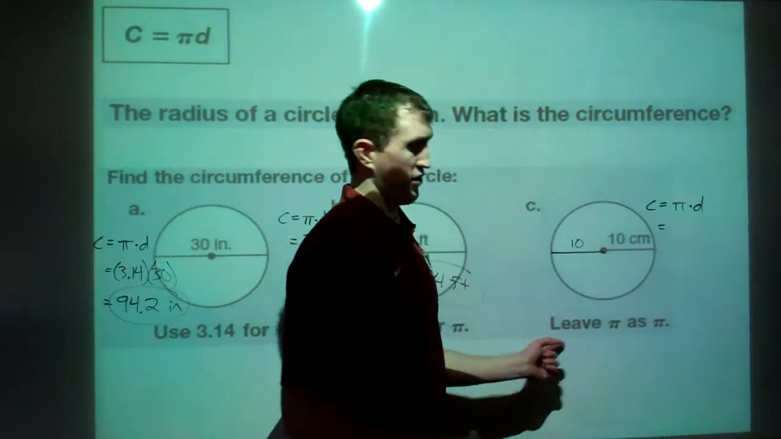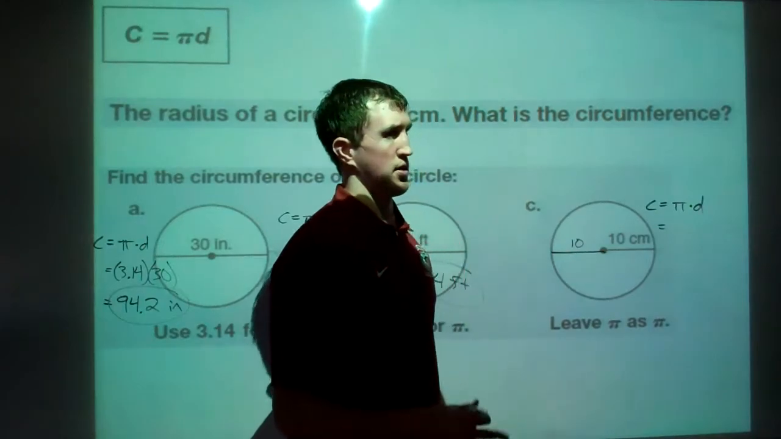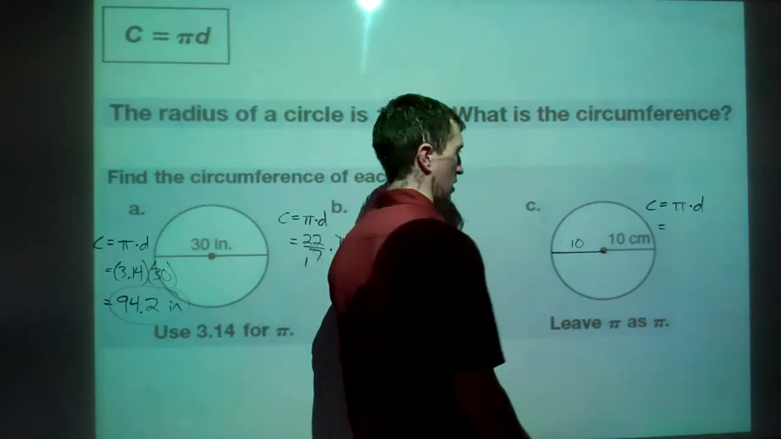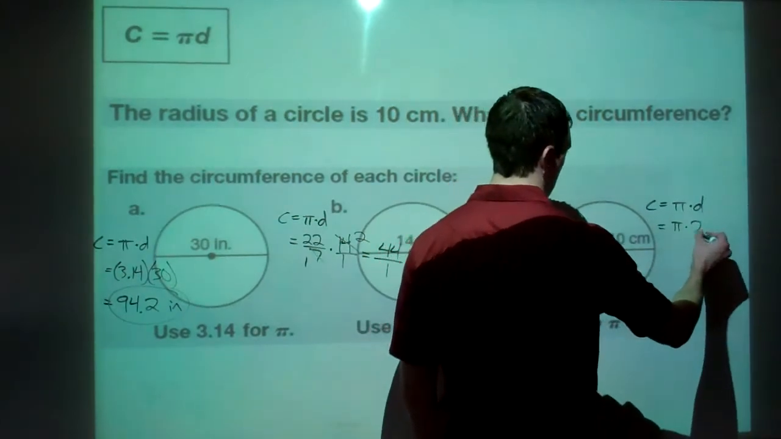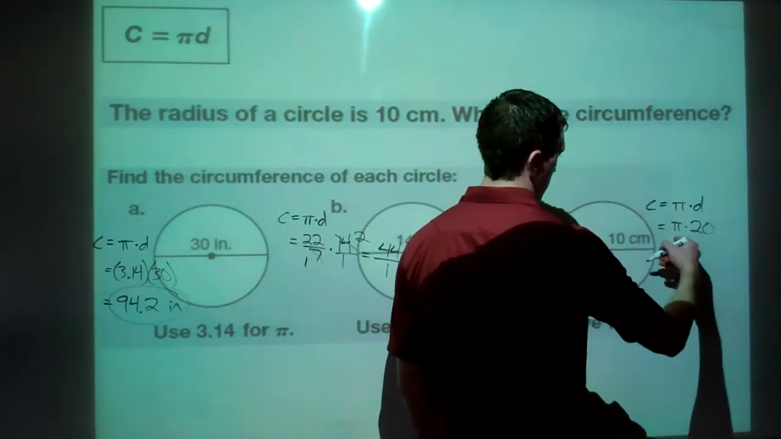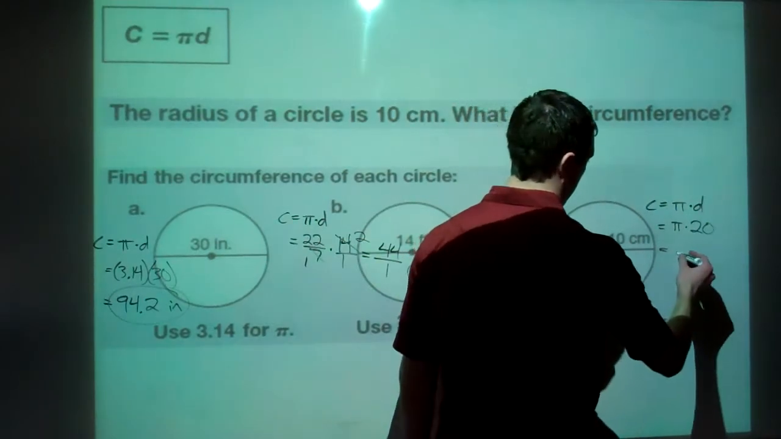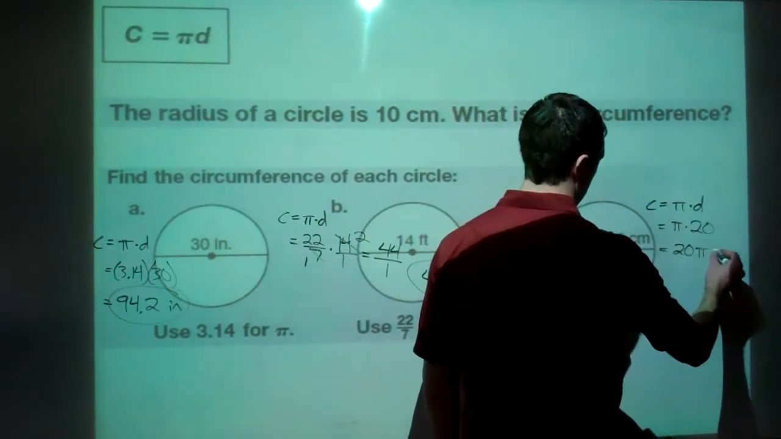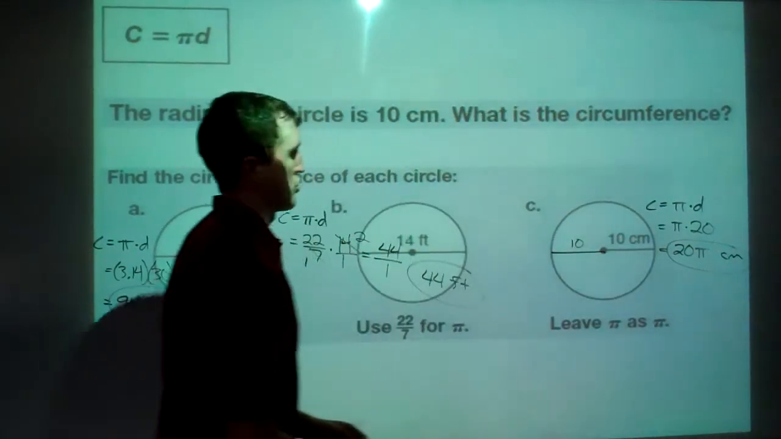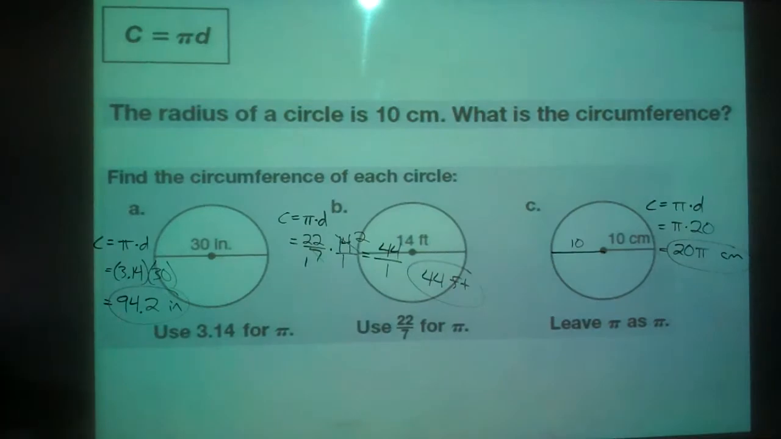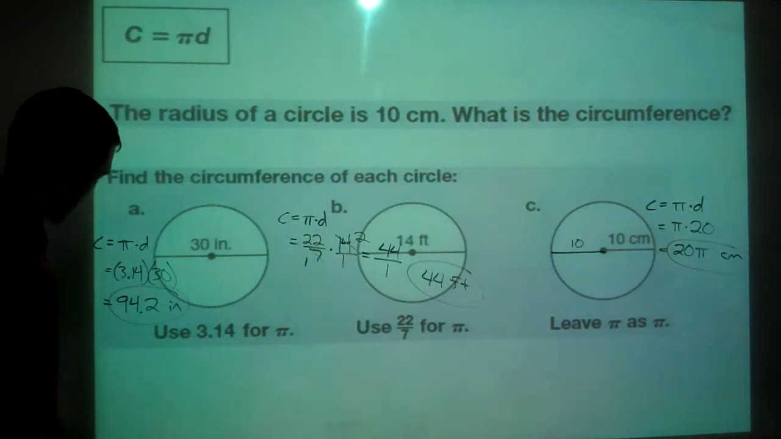And this one says we can leave pi as pi. Sounds kind of funky, but it actually is easier. So we just leave pi as pi times our diameter, which is 20. And I'm going to flip these around because it doesn't matter which order you multiply in. 20 times pi centimeters. Alright, so that's just leaving pi as pi. You don't have to do the multiplying step. So that's 3 different examples using 3 different values for pi.